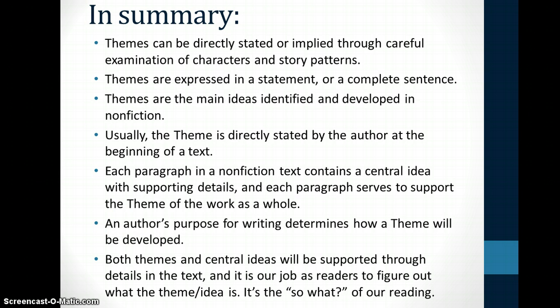An author's purpose for writing determines how a theme will be developed, and both themes and central ideas will be supported through details in the text, and it's our job as readers to figure out what the theme or idea is. It's the so what of our reading.